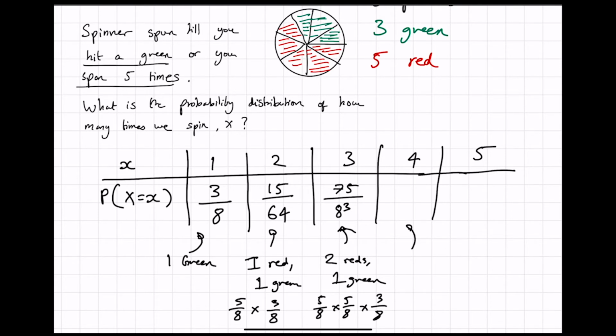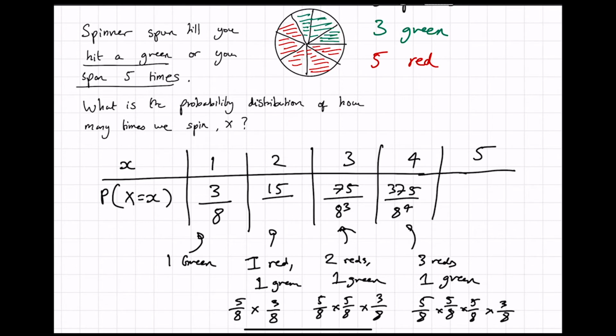How can we have it 4 times? Well, that's 3 reds and 1 green. So that would be 5 over 8 times 5 over 8 times 5 over 8 times 3 over 8. So that would be 125 times 3, which will give us 375 over 8 to the 4. So just for consistency, I can write this one as 8 squared instead of 64.